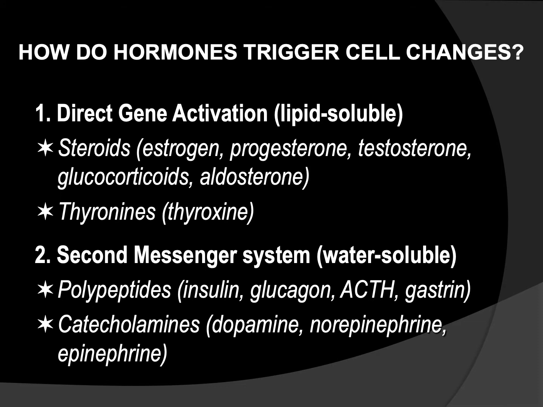And pwede niyang mahanap doon yung protein receptor either in the nucleus or in the cytoplasm, mag-a-attach doon yung hormone and then ma-activate yung cell. Pero pag second messenger system, water-soluble ang hormones na ito. Example is insulin. It's a polypeptide.